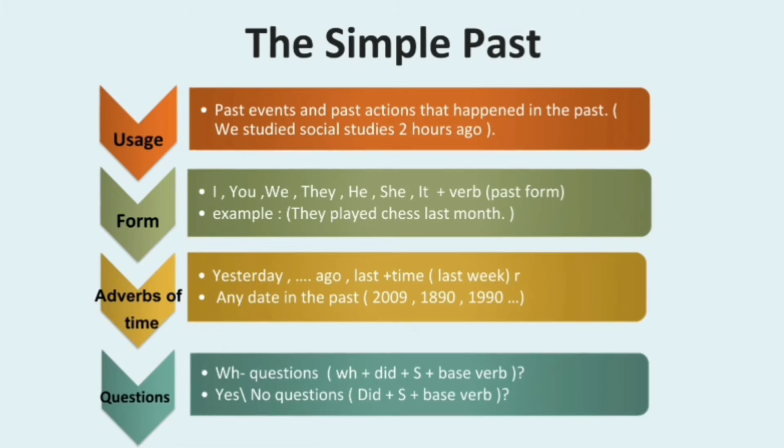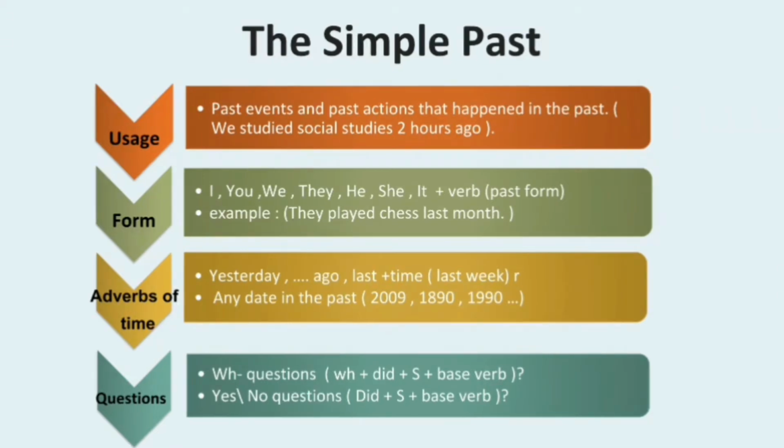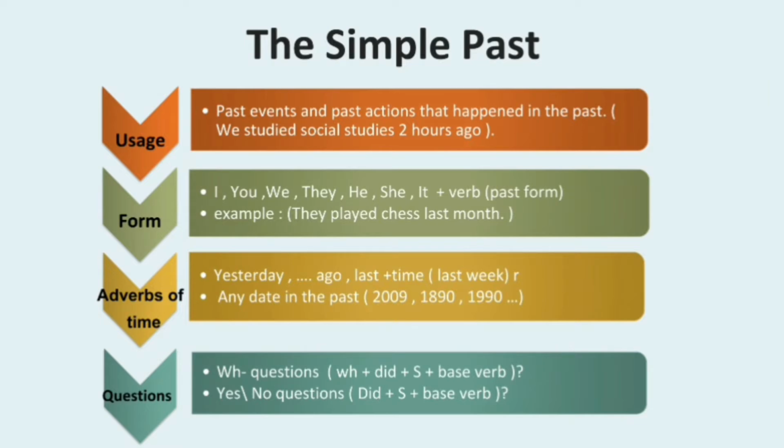Let's start with the usage of the simple past. We use the simple past when we talk about past events and past actions that happened in the past. The example, we studied social studies 2 hours ago. Let's move to the form of the simple past. Here, we use all the subject forms plus verb past form. Example, they played chess last month.